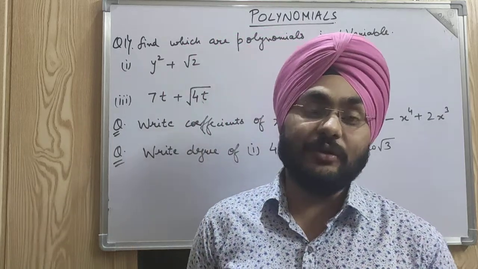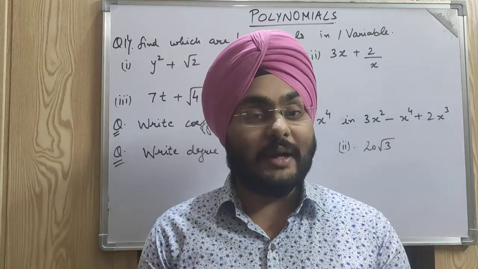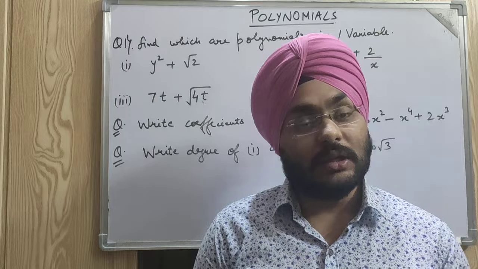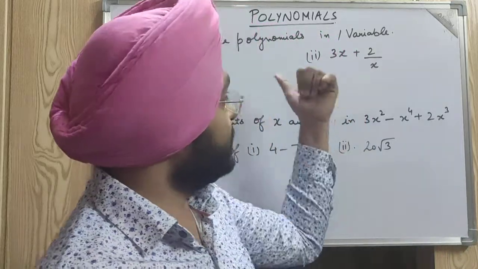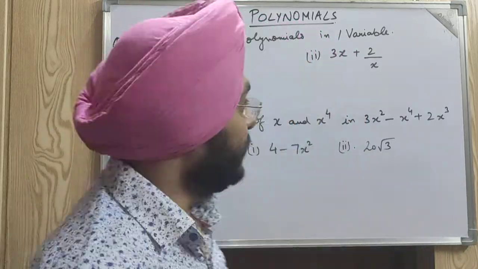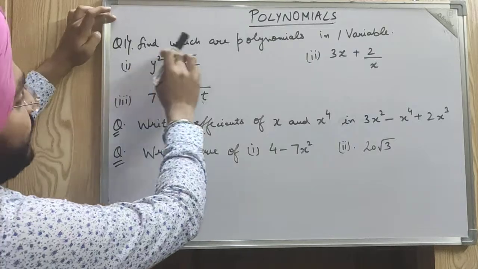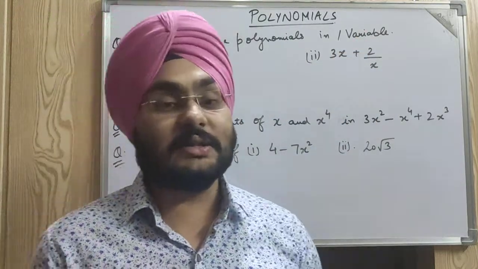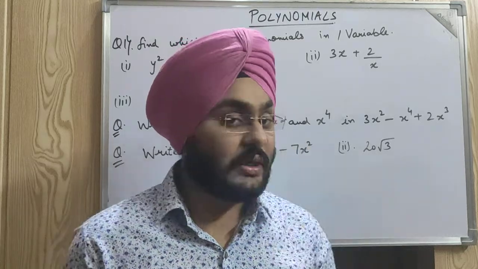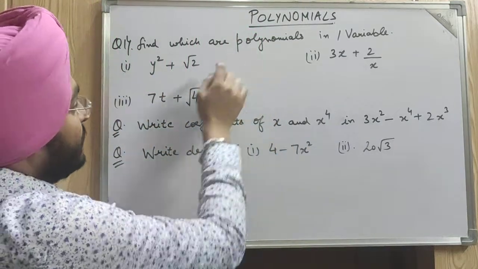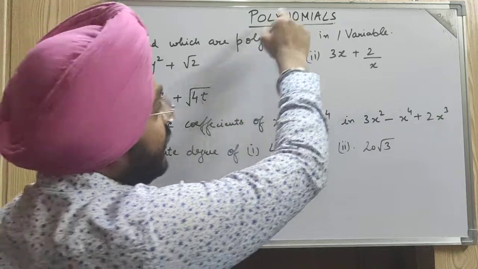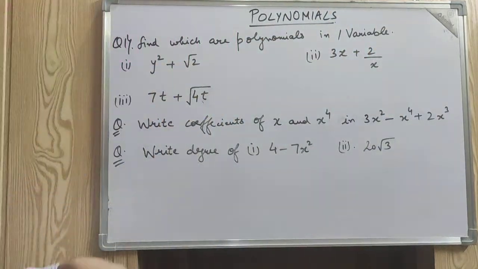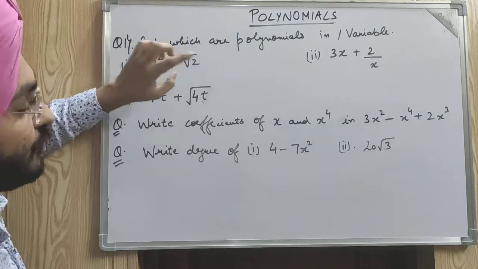So in the previous video, in my opinion, you are clear with the introduction to the polynomial, or I would say the basics of the polynomial. Now coming to the questions regarding the previous video. In the first question he is saying, find which are polynomials in one variable. In this we have to find out two things. Firstly we have to check whether the given expression is a polynomial or not, and whether it is in one variable or not. Coming to the first one, he is saying y square plus root 2.